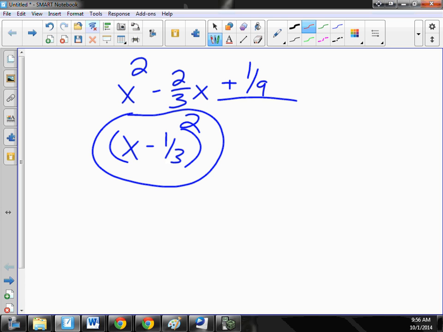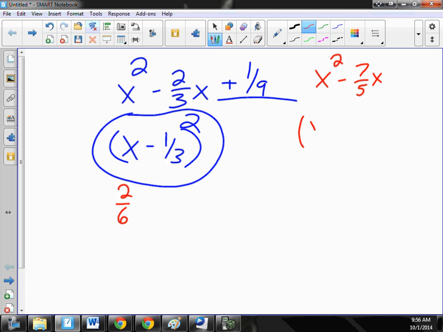So, this one was pretty easy. Half of 2/3 is 1/3. But what if the top is an odd number? So x squared minus 7/5 x. How do you divide a fraction in half that has an odd number on top? Well, if I took 2/3 of a pizza and I were to cut that in half, that's the same as 2/6 of a pizza. If you want to cut a fraction in half, double the denominator. And then 2/6 simplifies to be 1/3.